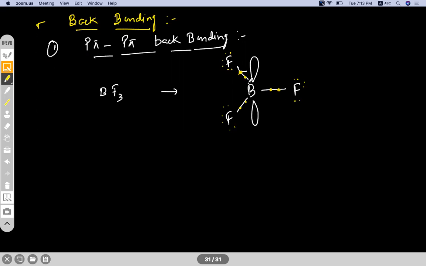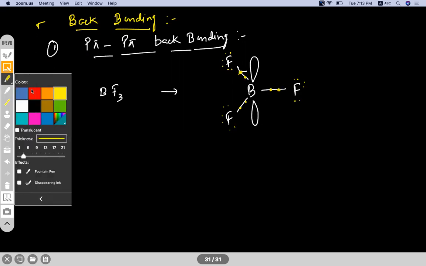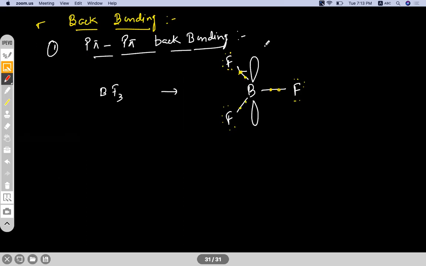So what happens? Any fluorine atom donates its lone pair of electrons to the vacant orbital of boron. What is the benefit of it? Boron has 6 electrons only in this state. When the fluorine atom donates its electron, it has 8 electrons. So its octet is complete. Right? So this is what the back bonding is.